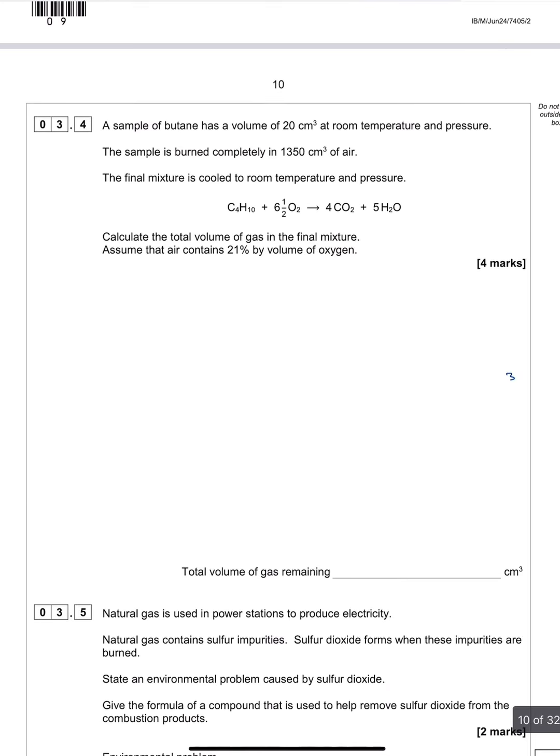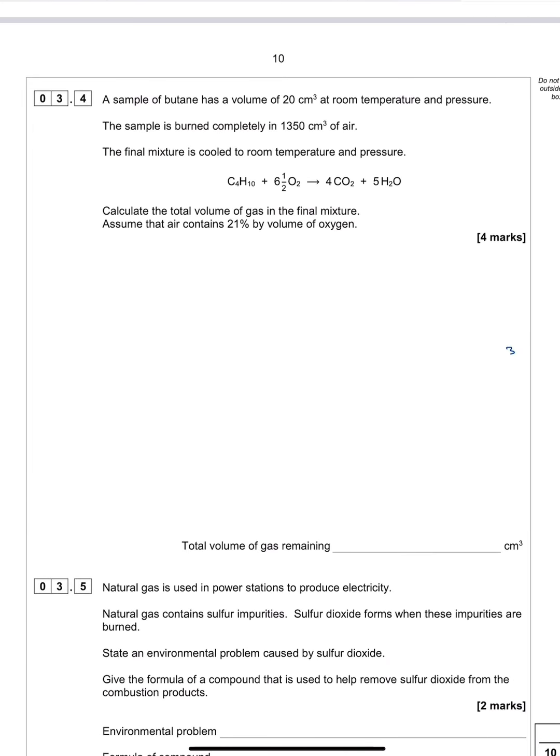Then this is a calculation question. A sample of butane has a volume of 20 cm³ at room temperature and pressure. The sample is burned completely in 1,350 cm³ of air. The final mixture is cooled to room temperature and pressure, and this is the equation. Because it has been cooled to room temperature and pressure, the water here is going to be just liquid. So all we need to calculate for the gases will be the carbon dioxide and oxygen here.